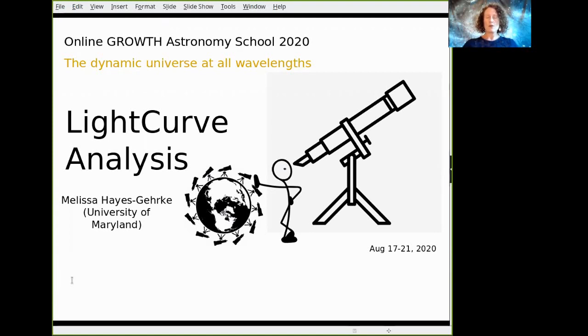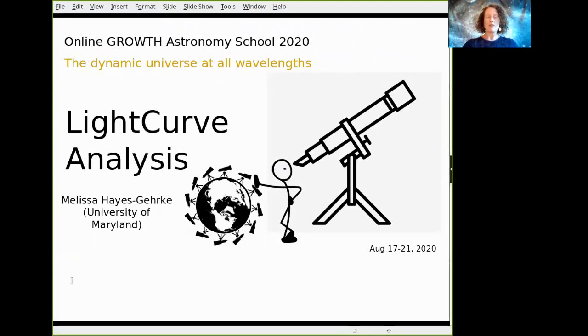GROWTH stands for Global Relay of Observatories Watching Transients Happen, and we are an international team of astronomers that have joined forces to explore the dynamic universe uninterrupted by daylight. We use a network of observatories in a way similar to a relay race. The baton is passed from one observatory to the next as the Earth rotates and daylight breaks in different locations.